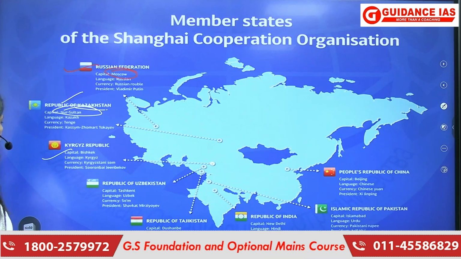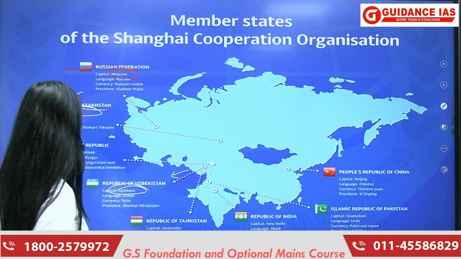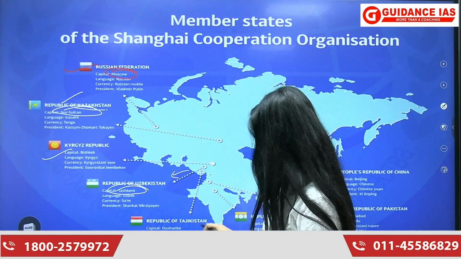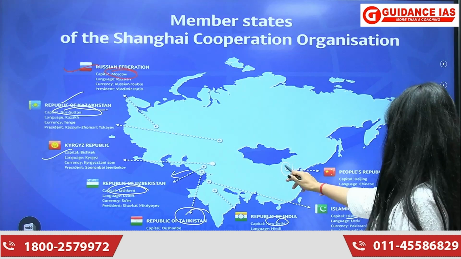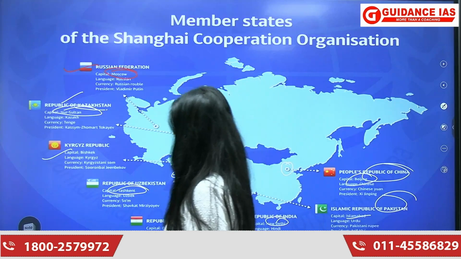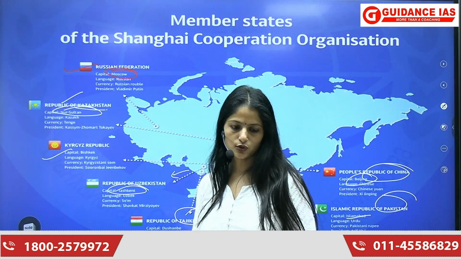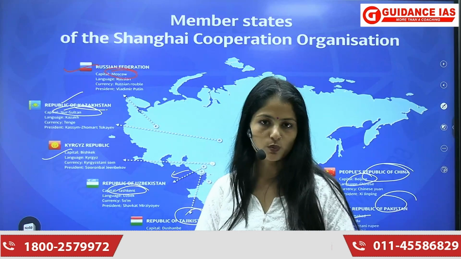The Republic of Uzbekistan also you will see here, the capital is Tashkent, and RATS' headquarters is also situated in Tashkent only. Again, you have to remember this point. Then we have Tajikistan, capital is Dushanbe. Then we have India, capital New Delhi. Pakistan, capital is Islamabad, and here you will see the People's Republic of China, capital is Beijing. So these are the member states of the Shanghai Cooperation Organization, you have to remember, right? Sometimes they can directly ask you, if not in UPSC, state PSC definitely asks about the members, the direct factual points. So you can remember the members as well.